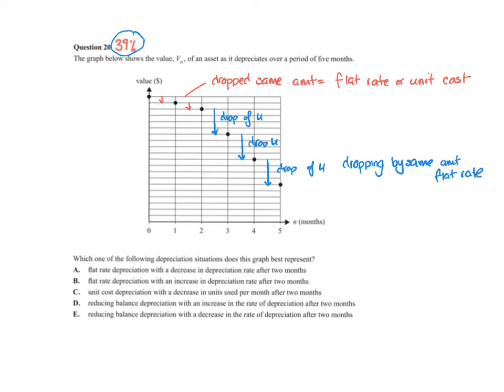So what happened is just the amount it's dropping by all of a sudden changed, didn't it? So can you see, if I look down at these questions, flat rate depreciation with a decrease in depreciation rate after 2 months. Did the amount decrease or did it get bigger? The amount it dropped increased. So do we have that answer here? Yeah. So we've got that there, don't we? A flat rate increase. So this increase was because the amount got bigger. Okay? So that's the answer.